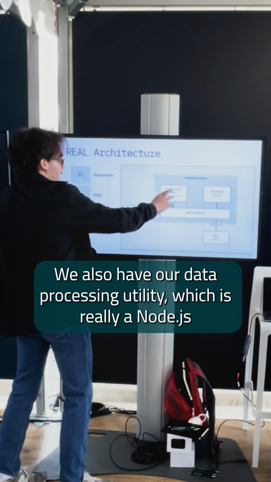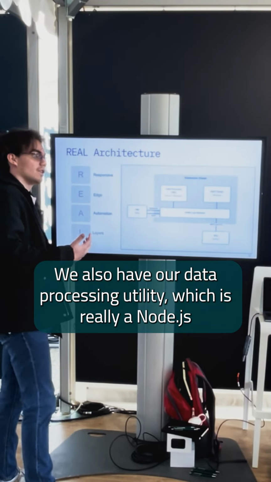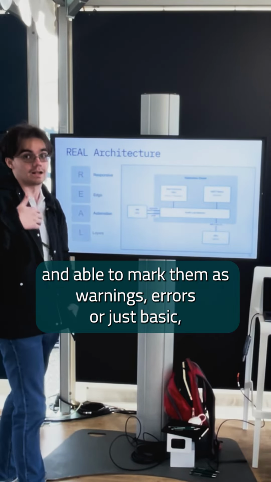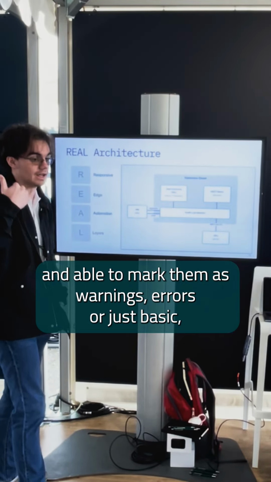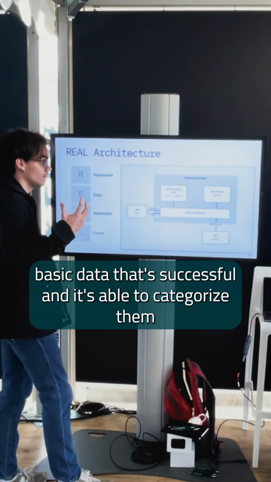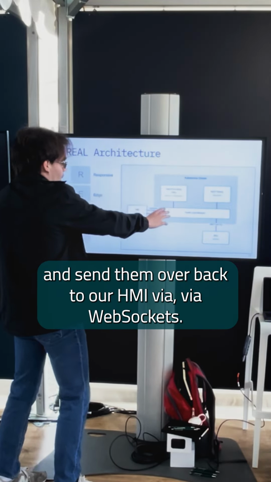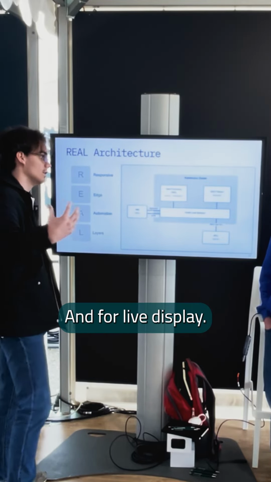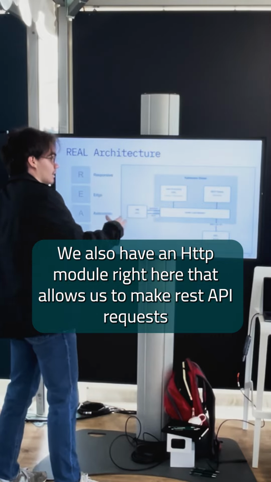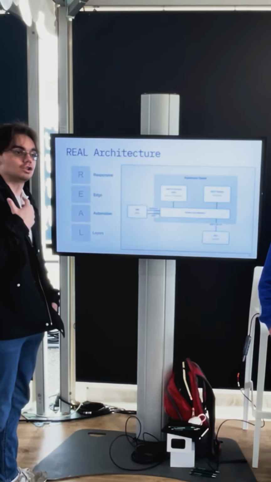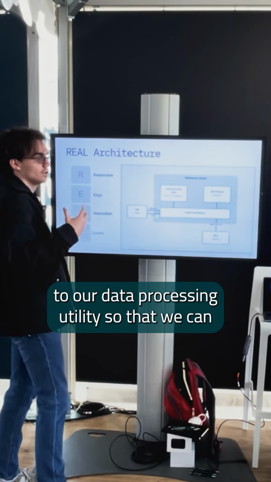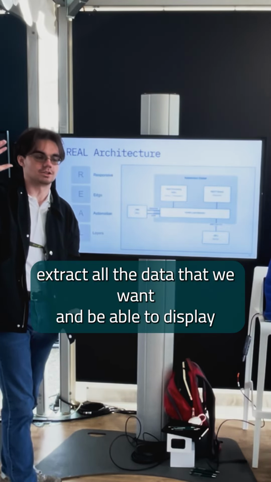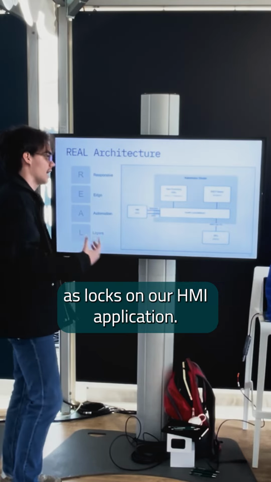We also have our data processing utility, which is written in Node.js, that is able to process the payloads that come from the ESP32 and able to mark them as warnings, errors, or just basic data that's successful. And it's able to categorize them and send them back to our HMI via WebSockets for live display. We also have an HTTP module right here that allows us to make REST API requests to our data processing utility so that we can extract all the data that we want and be able to display it as logs on our HMI application.